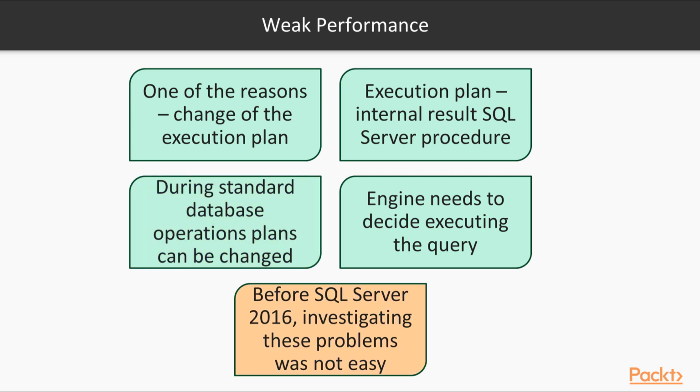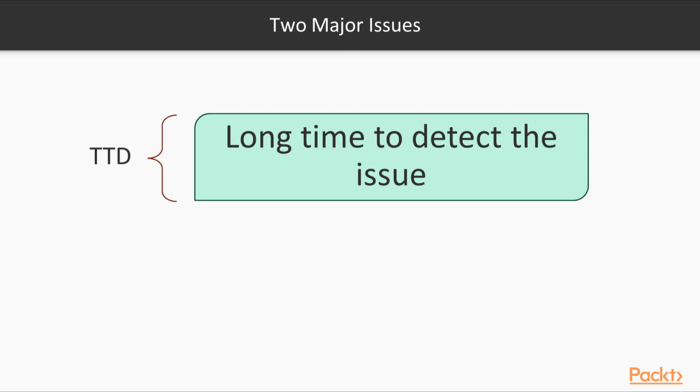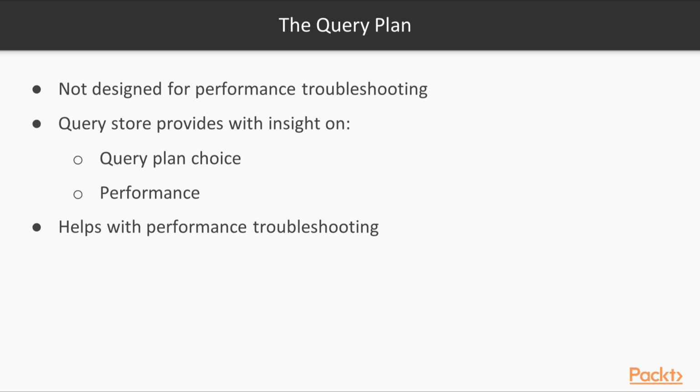Before SQL Server 2016, it was not an easy task to investigate these problems. You were facing these two issues: TTD, that is, long time to detect the issue, and TTM, which means long time to mitigate. The main reason for this is that fixing a query plan that causes regression is a difficult task to perform. The query plan is not designed for performance troubleshooting.